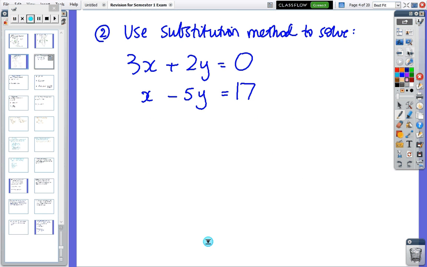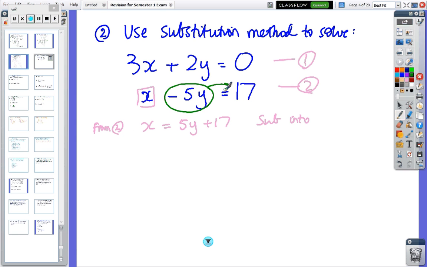Okay, next one is substitution. So what we'll do is just number the equations and have a go when you're ready. Okay, in the second equation, we can isolate x. So x will equal the 5y goes across, makes it a plus, and 17 is still 17. So then we sub that in, so that's from equation 2. So from equation 2, x equals 5y plus 17, just making sure you know what I'm doing.